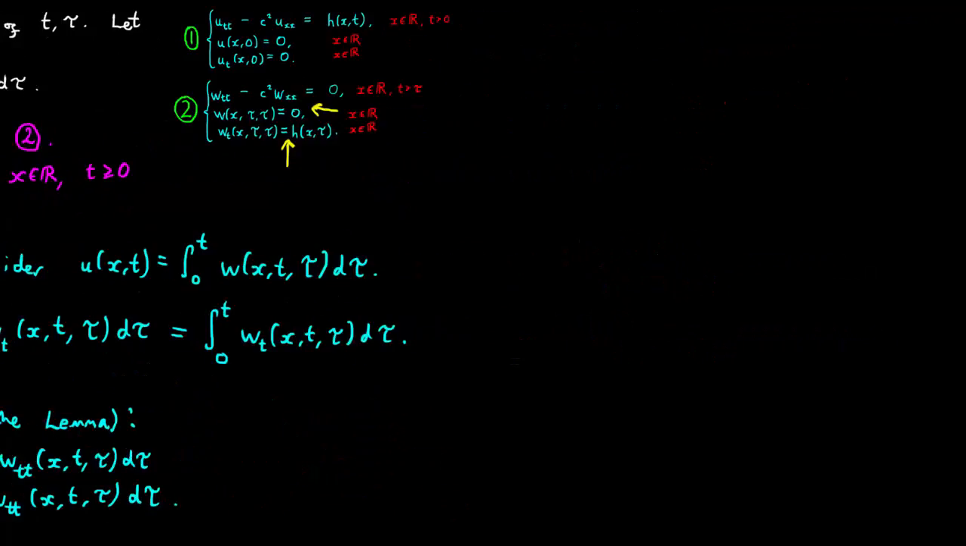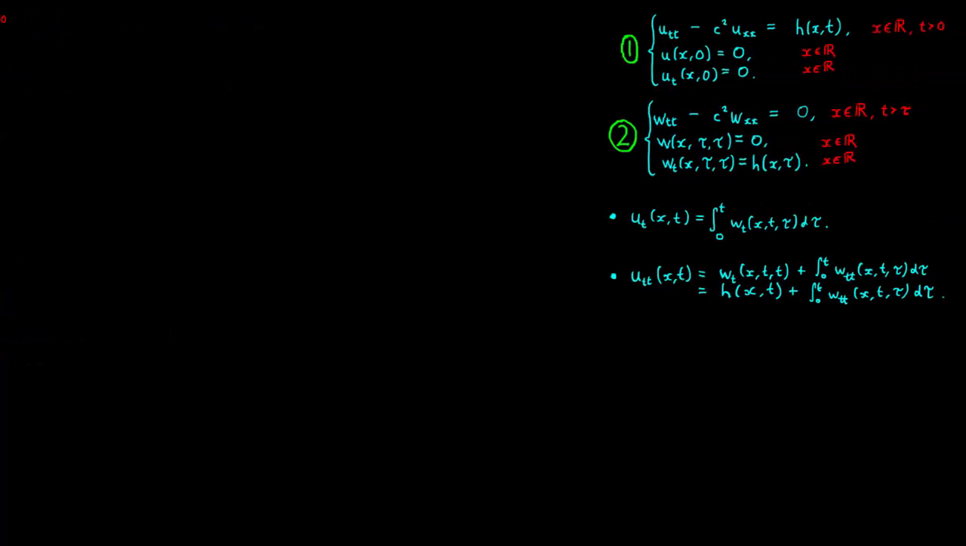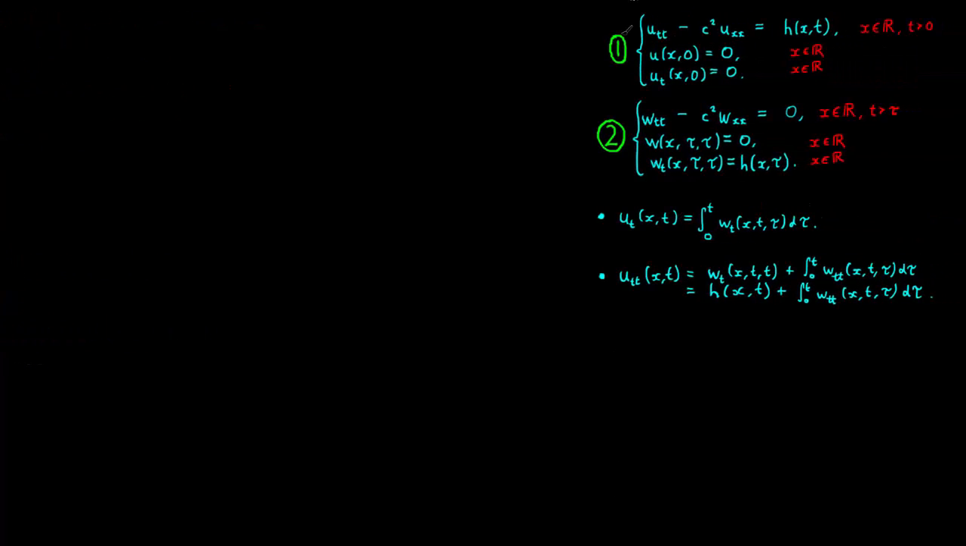Okay, so let's collect what we've got so far all together. So we've got our two problems, problems 1 and 2. We've got an expression for u_t and u_tt, the second derivative of u with respect to t. So what next? Well, also in our wave equation we've got c squared u_xx, so it would be useful to say what that is.